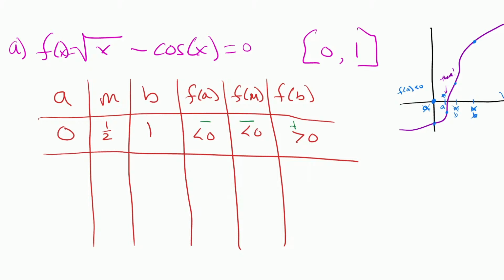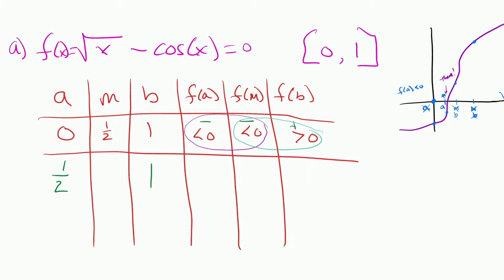So here's how we would repeat this: now the new A is the old M, and the new B is the old B. You notice that you're going to take the gap. What I mean is you compare these two, those are both negative. Whereas these two, one of them's negative, one of them's positive. You want negative, positive, so that you're always sandwiching that root.